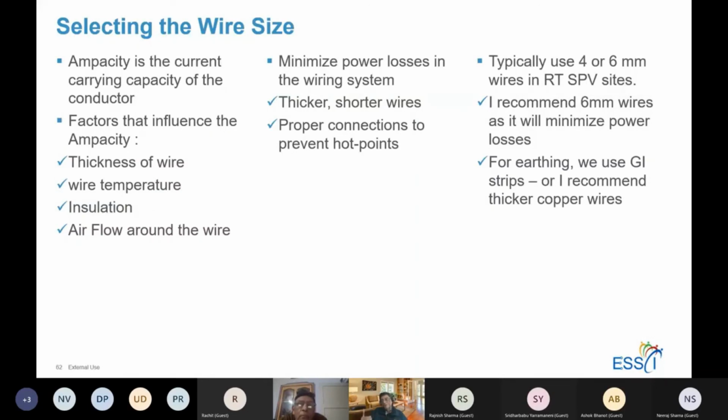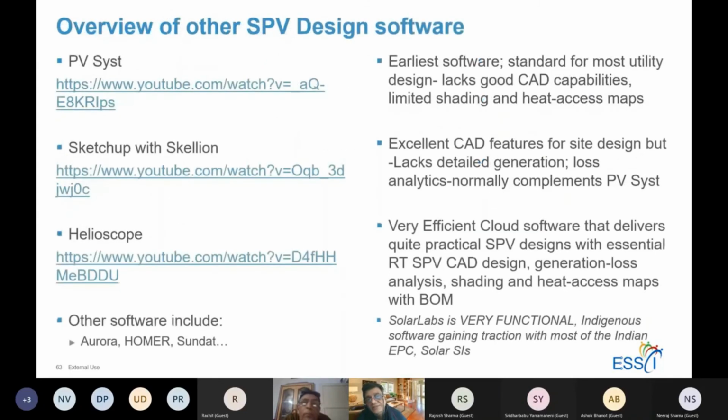But I prefer putting the 6mm up because you can't mix wire sizes on site, and it's better to use a little thicker one as it will be pretty functional. And if you're using it for earthing, then earthing will go up to a far thicker wire usage, and it can be galvanized strip or a thicker copper wire, and that is how you take your wire size.